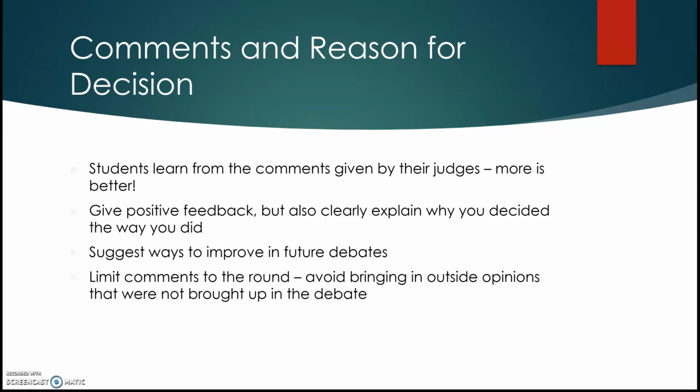Again, please limit your comments to the round in question. If you think of this perfect argument that just destroys one of the things one of the teams was saying, if it wasn't brought up in the debate, it's probably not that valuable to comment on most of the time, and it certainly shouldn't be a part of your decision. You should decide based on what the 2 teams of debaters said to you in the round.